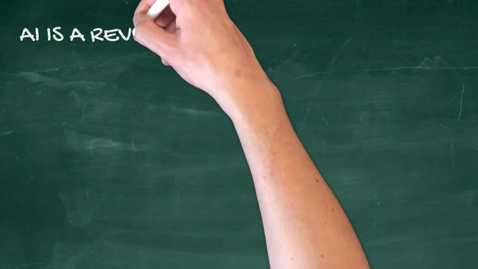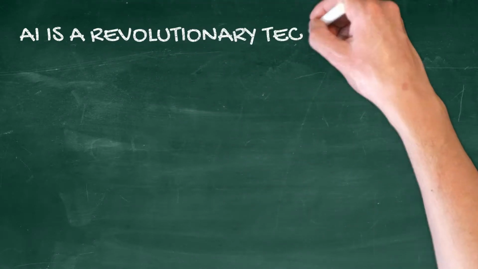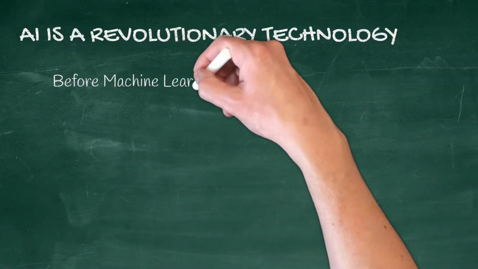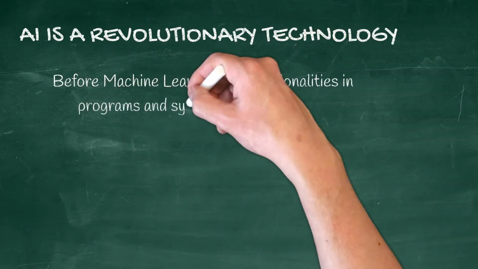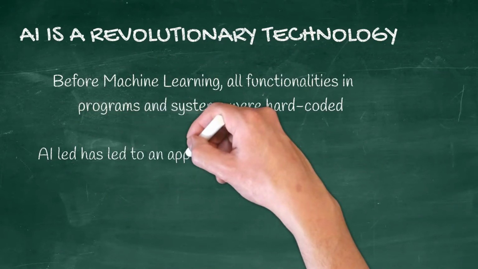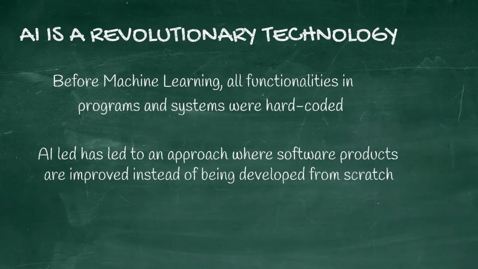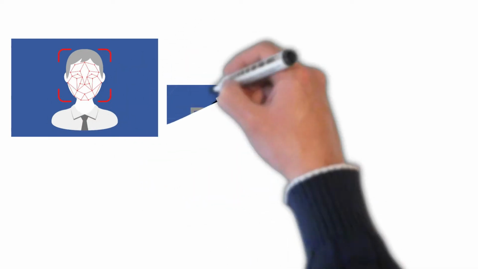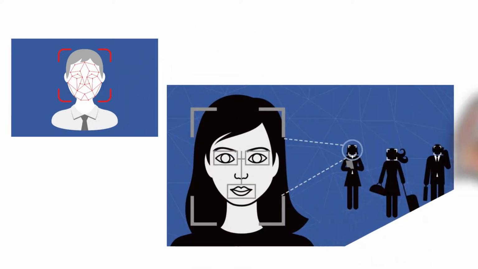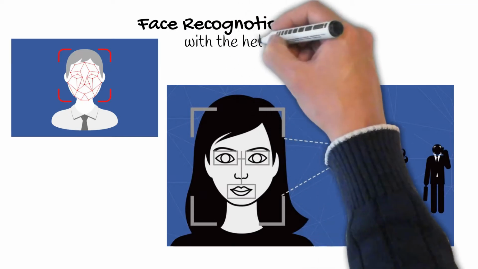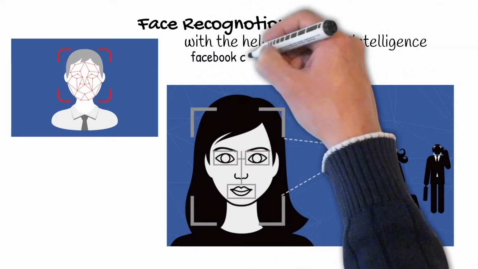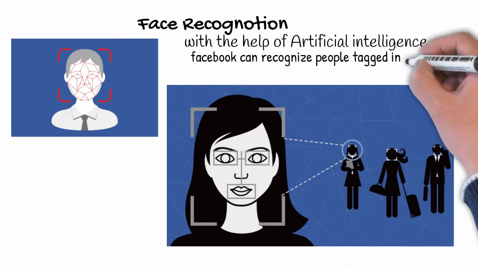Before the age of machine learning, core products were building upon hard-coded rules. Introduction of artificial intelligence led to enhancement of product functionality as opposed to development of new products from scratch. You can think of Facebook image tagging. A few years ago, you had to tag your friends manually, but nowadays, with the help of AI, Facebook gives you a friend's recommendation automatically.